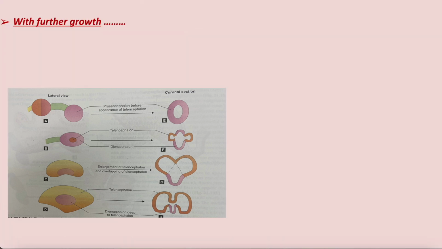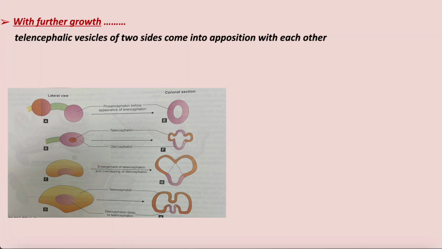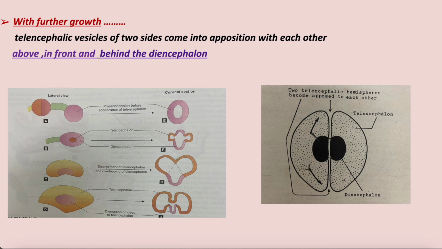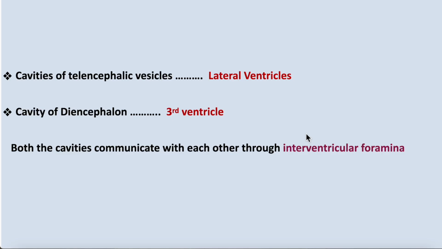So what is happening next with further growth? The telencephalic vesicles of the two sides come into apposition with each other, above, in front and behind the diencephalon. You can see the diagram. So in front, behind and above, the growth is happening. The cavity of the telencephalic vesicles is given the name lateral ventricles, and the cavity of the diencephalon is the third ventricle, and these ventricles are connected with each other through the interventricular foramina.